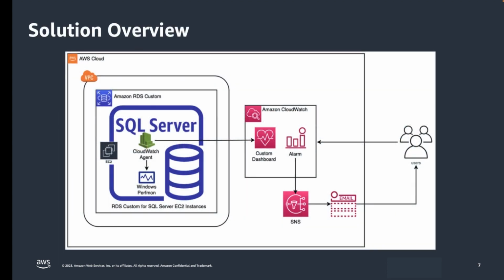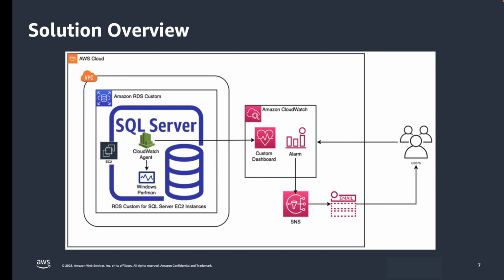So this is an overview of the solution. As mentioned earlier, in RDS Custom for SQL Server, we have access to the underlying host. As a part of this solution, we collect the host level metrics using a script and publish them to a custom namespace in Amazon CloudWatch. These metrics include the server metrics, the database metrics, and volume metrics, which are obtained from the Windows Performance Monitor tool. These metrics are then displayed on a custom dashboard within Amazon CloudWatch.